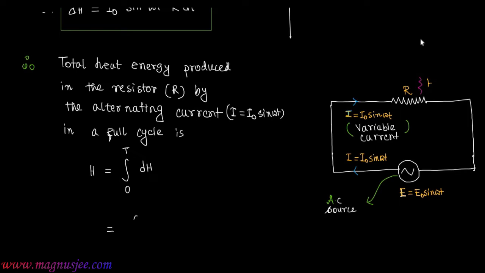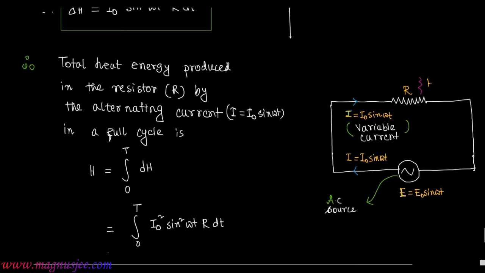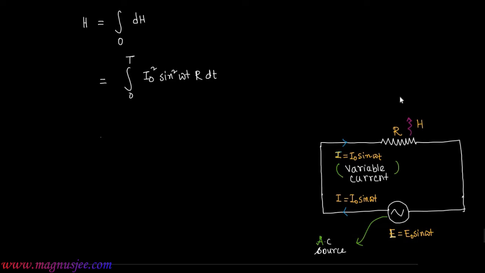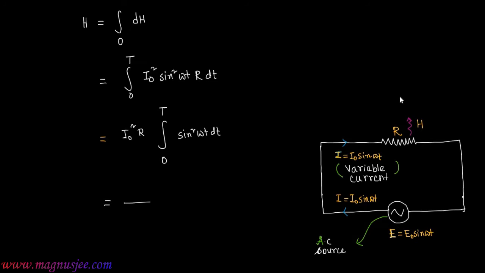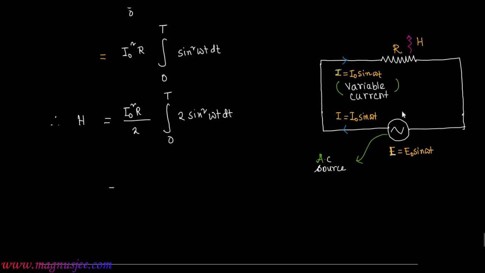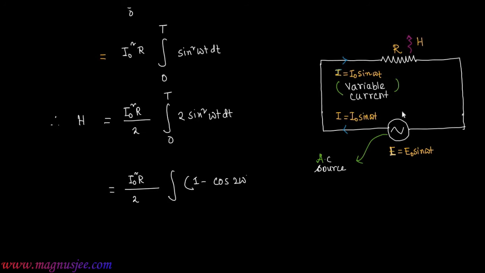The integration from 0 to T of dH is equal to the integration from 0 to T of I0 square sine square omega t R dt. Now I0 and R are constant, so we can bring I0 and R outside the integration. Therefore, I0 square R integration 0 to T sine square omega t dt, which is I0 square R divided by 2 integration 0 to T of 2 sine square omega t dt, equal to I0 square R divided by 2 integration of (1 minus cos 2 omega t) dt.